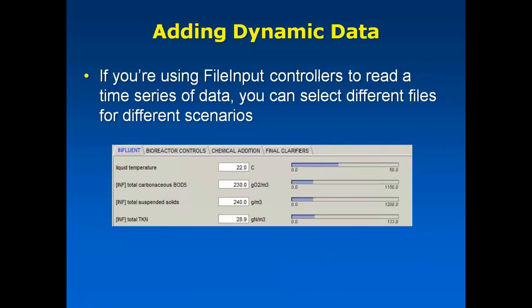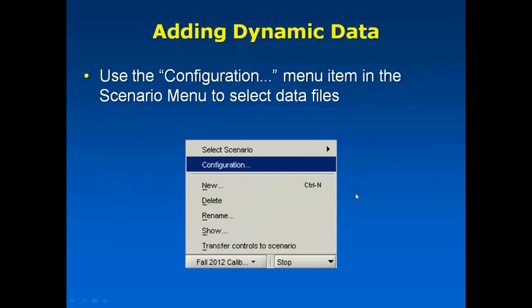And lastly, there's the option to associate dynamic data sets with your particular scenario. This is very handy if you're trying to run different types of wet weather events, or maybe run simulations for different times of the year, and you have data such as the temperature and the flow and the concentrations for your influent and so on. If you were using file input controllers like this, where these things change over time as the simulation runs along, you can use the configuration menu as part of that simulation scenario to associate a particular data file with the scenario that you've currently got selected.